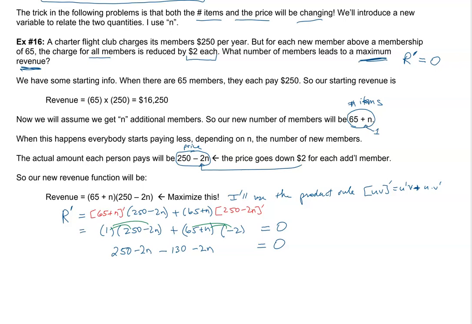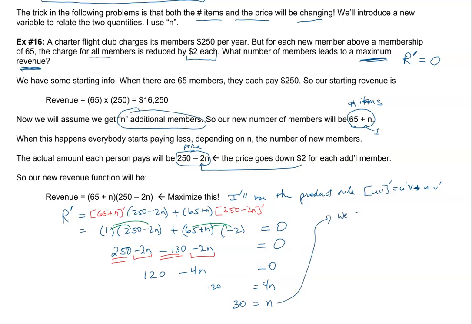Now those two n's aren't canceling. We're going to combine them. Negative 2 and negative 2 is negative 4. And then we can also combine the numbers. 250 take away 130, and we get 120 minus 4n equals 0. 120 equals 4n, divide by the 4, n is equal to 30. Now that's not the final answer. That's not either a number of memberships or a price. What that is, if you recall, is the number of additional members. So we should accept 30 additional members.